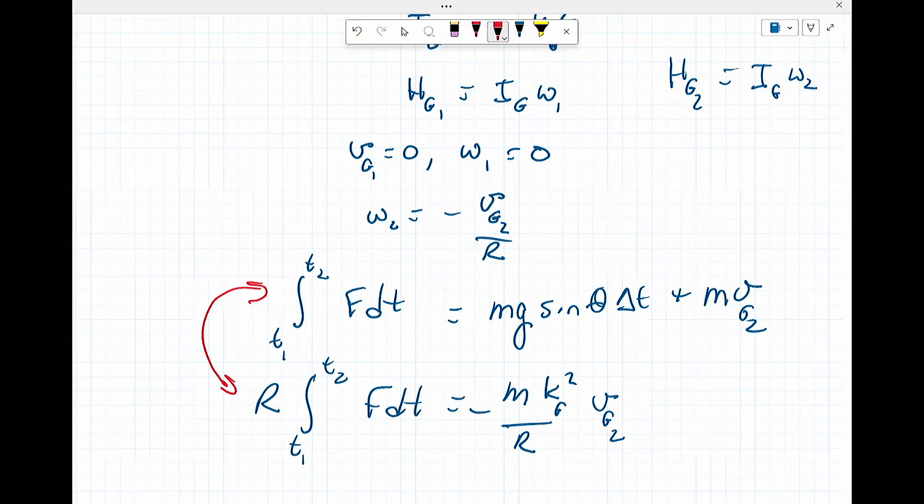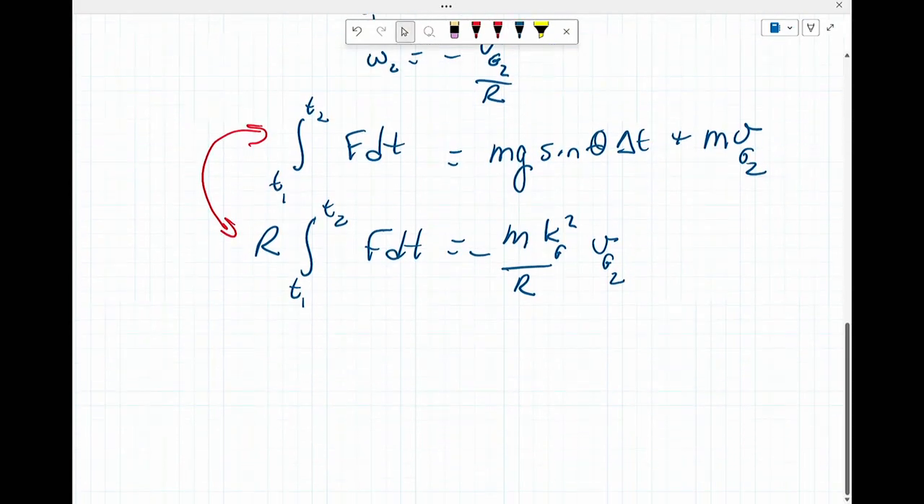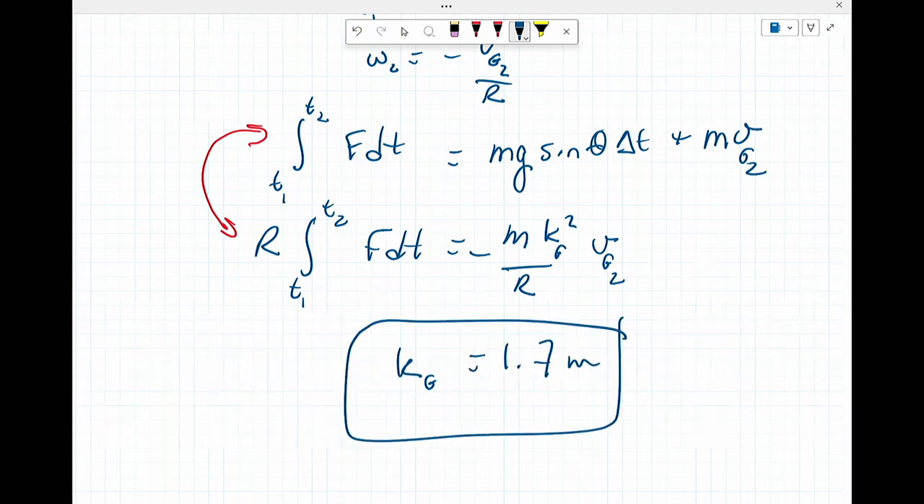I can relate these two together and get rid of my F dt integral. So if I get rid of the F dt integral, I have everything else that I know. V_G2 I know. I don't know k_G squared, or k_G. So k_G is equal to 1.7 meters, which is why you had that value of theta at the very beginning, which was 24.201 degrees. I can do that in a lecture. I can't do that, maybe we could do it on an exam.